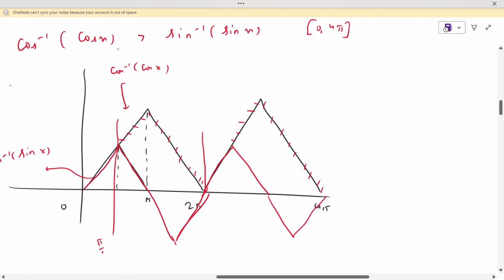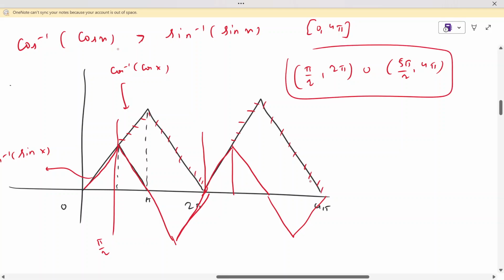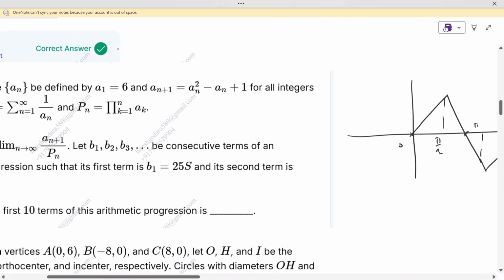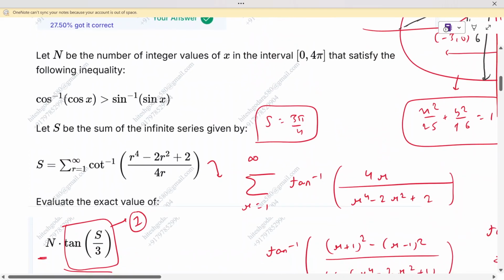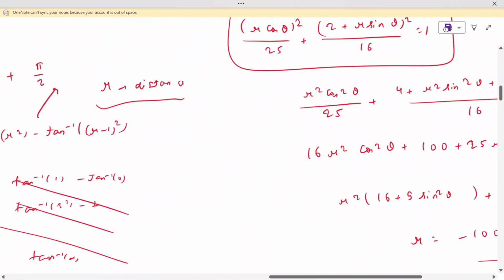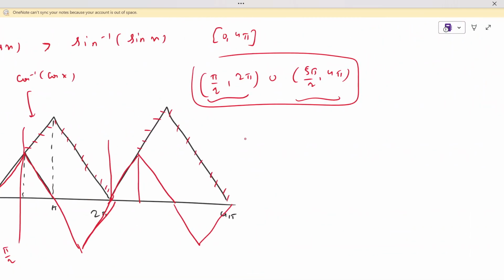So this particular point is pi by 2. So I can easily see the solution is pi by 2 to 2 pi union 5 pi by 2 to 4 pi. And this is strictly greater than, right? So we have to ignore these particular points, pi by 2, 2 pi, and those points. That's why I've taken the open bracket. And they have asked the number of integer values here. So let us put in the values: it is 1.57 to 6.28 union.